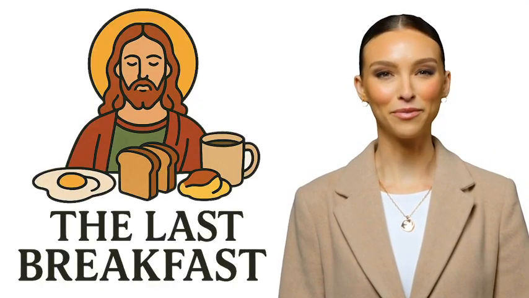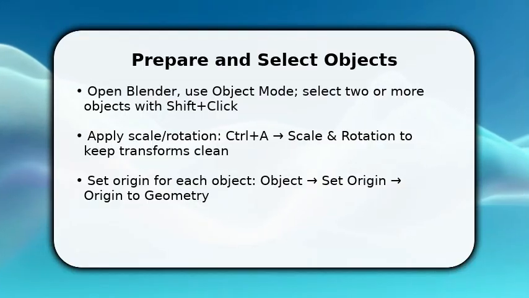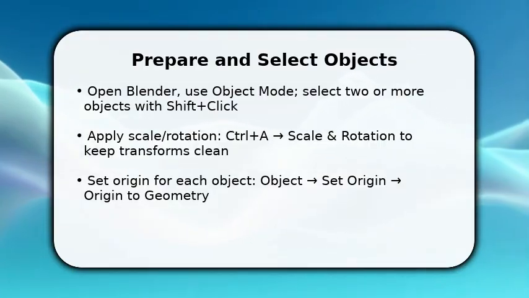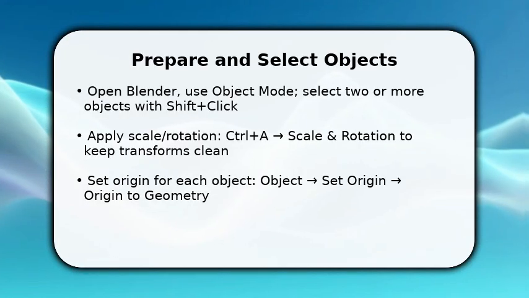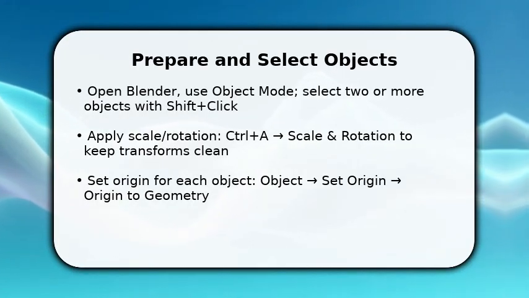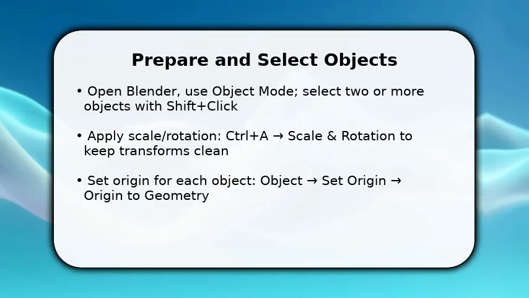Please enjoy the video. You start by selecting the objects you want to connect. Do this in object mode with Shift plus click. Once selected, apply scale and rotation with Control plus A so modifiers behave predictably.